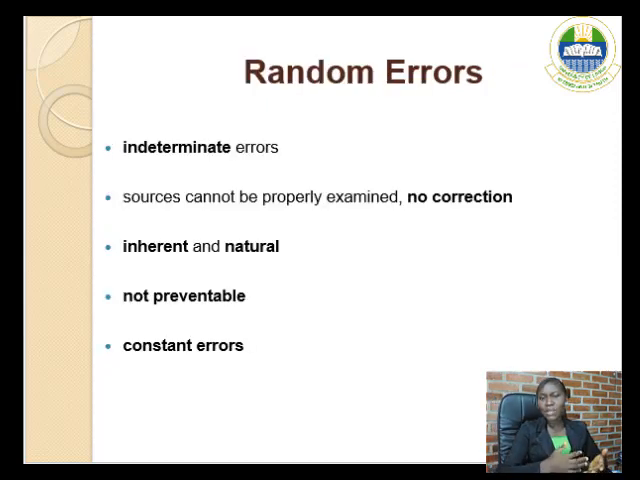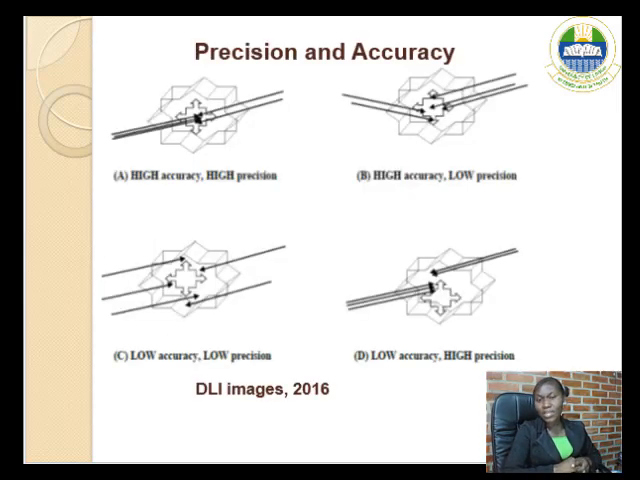Now, like I told you the other time, random errors are indeterminate errors. Now there are some other things that cannot be corrected, they are inherent, they're natural, they are not preventable, and they are usually called constant errors. Let's take a look at this precision and accuracy, which is the measure of these errors. Now, precision talks about the reliability and the consistency, while accuracy talks about the validity.